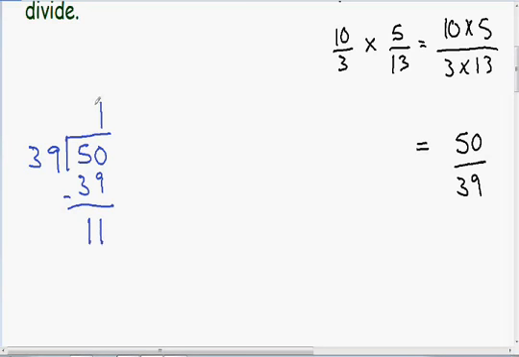So since 39 goes into 50 one time, we're going to have a 1 as our whole number. And since we have 11 left over in our remainder, we're going to have an 11 in our numerator. And our denominator stays the same. Since we have a 39 denominator in our fraction, we're going to have a 39 in the denominator of our mixed number. So 50 over 39 is exactly the same as 1 and 11 over 39. And this is our final answer.